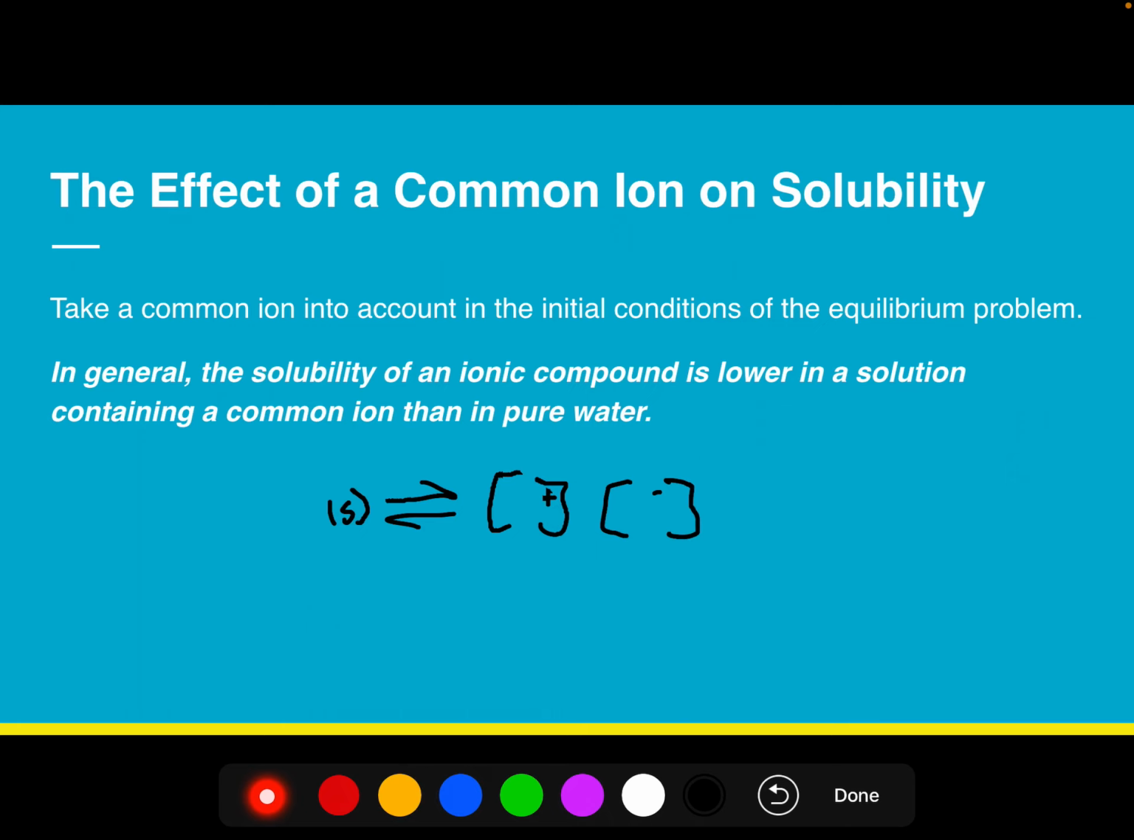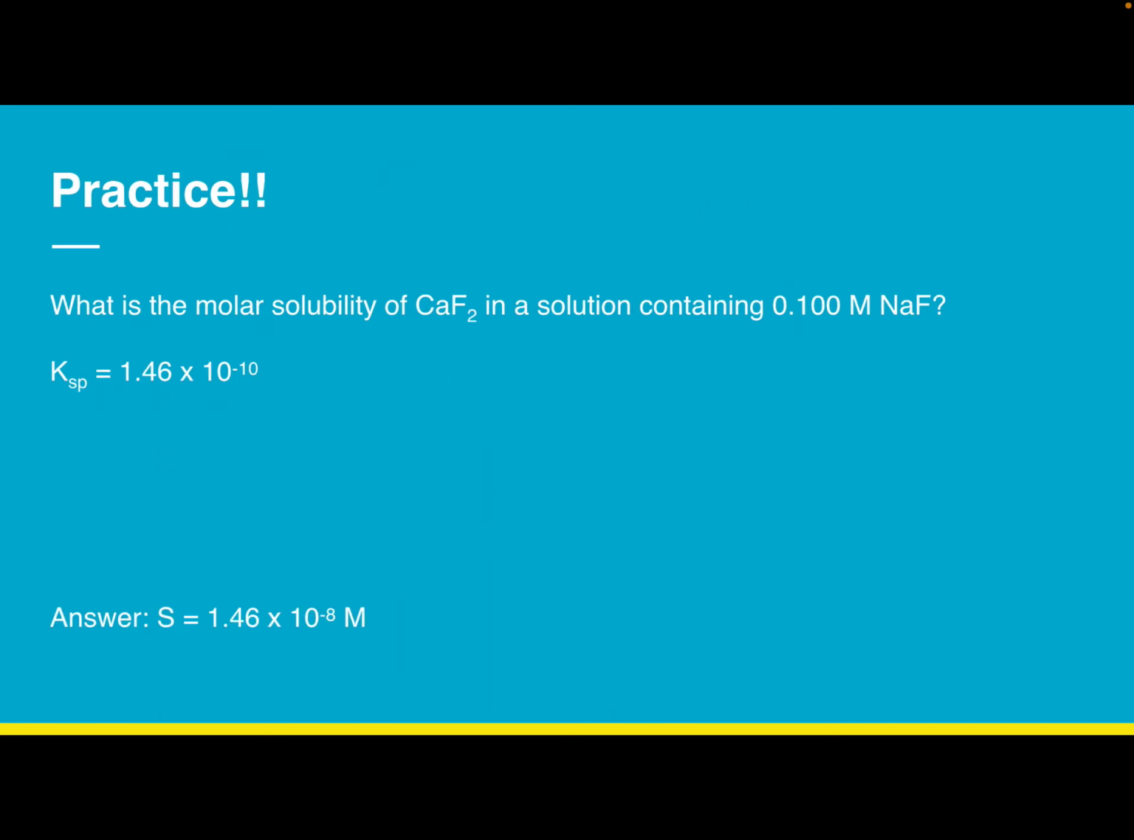So let's say we do the silver chloride thing again, but I had already put sodium chloride into the solution. That means chloride is already there, so it's going to hinder silver chloride's ability to dissociate, because there's already going to be some chloride in the solution. So what's the molar solubility of calcium fluoride in a 0.1 molar sodium fluoride solution?